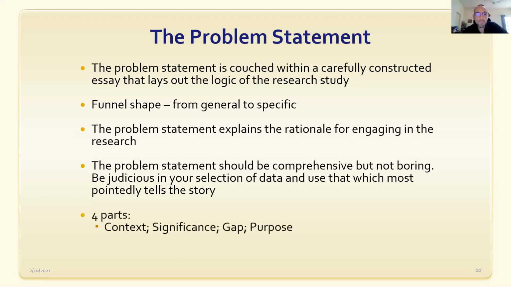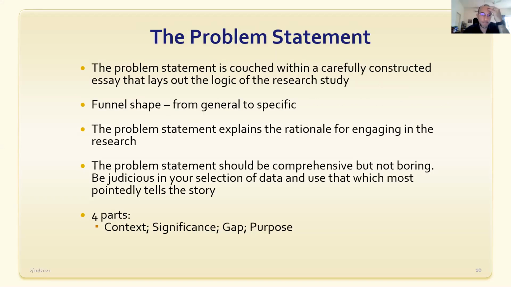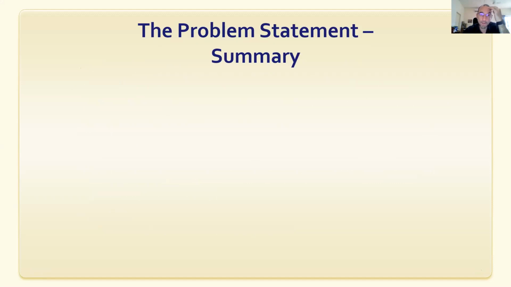Okay. So the problem statement, if you want to break it down into segments, it has 4 main parts. I take this from Professor Sharon Marion, who's a well-known qualitative researcher, a great scholar in qualitative research. When she teaches on problem statements, she likes to use this taxonomy of context, significance, gap, and purpose. I find it useful as well. It's not the only way you can segment or organize the structure of a problem statement. There's other ways, but I think this one works pretty well. So I'm just going to use this one.